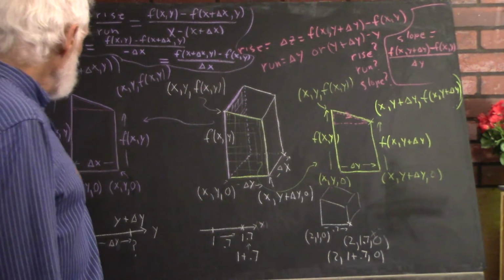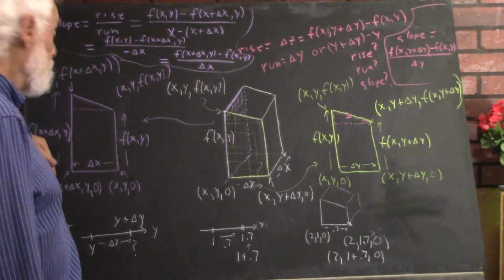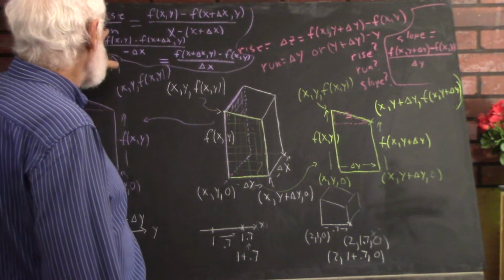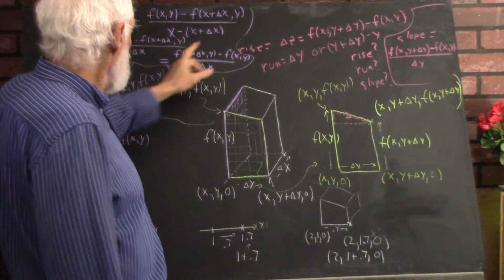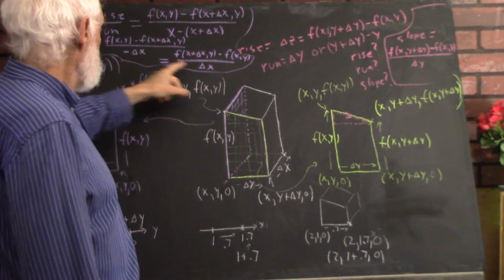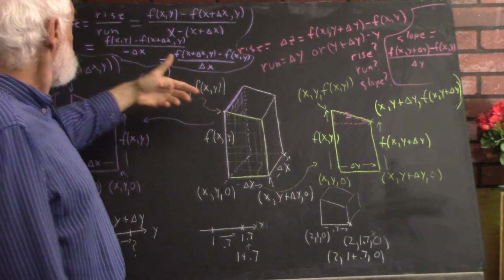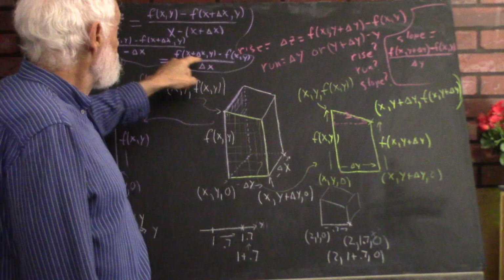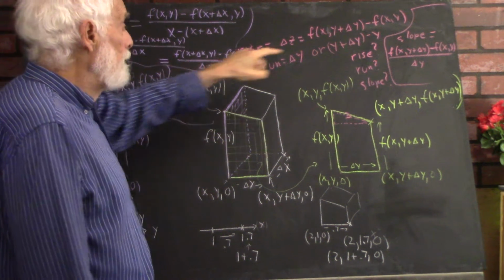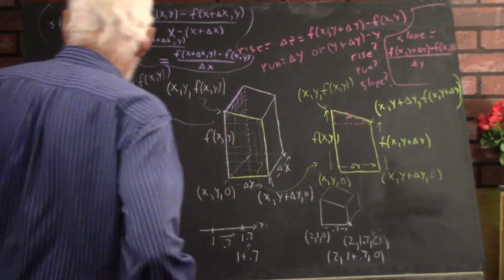We just write down the run, which is going to be x minus x plus delta x. And then when we simplify the denominator, we get negative delta x. Now we don't want a negative delta x there, we want a delta x, so we multiply both numerator and denominator by negative 1, and we get this expression, f of x plus delta x, y minus f of xy over delta x. And that's totally analogous to the expression we got for the slope in the y direction.